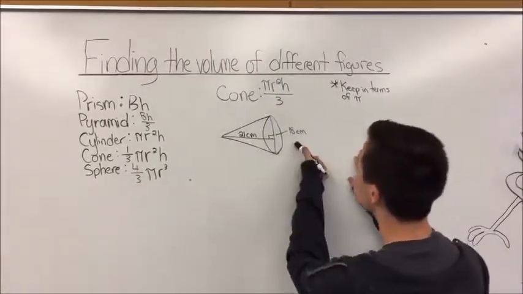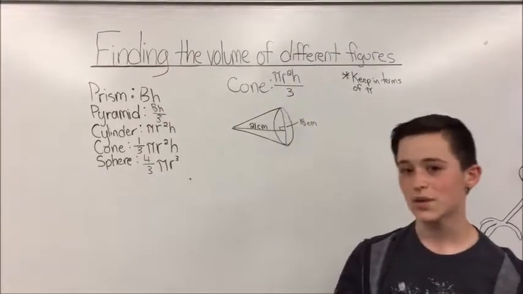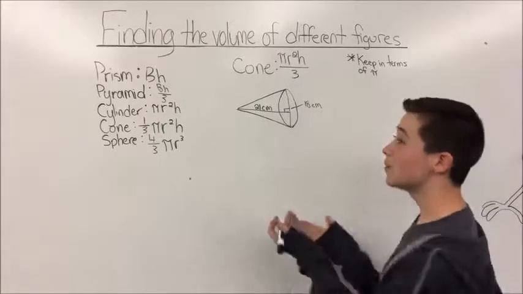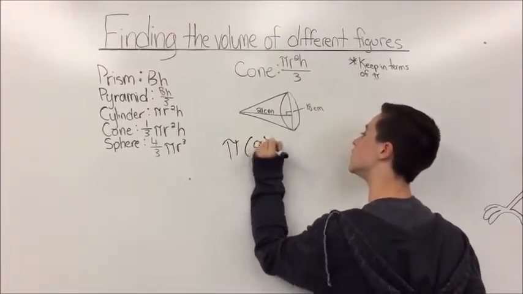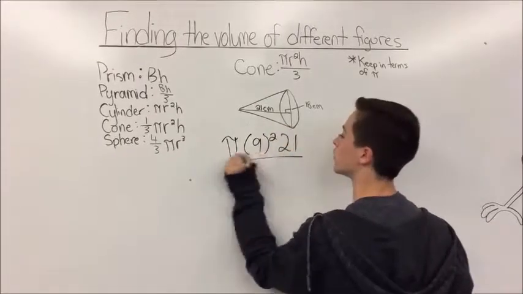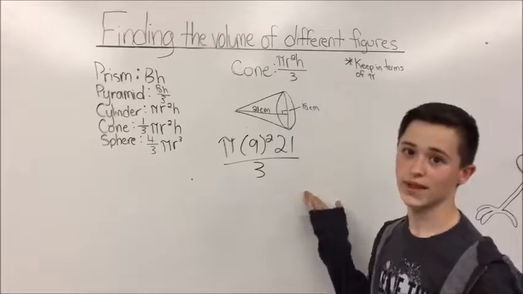When you look at this problem, you see that 18 is only showing your diameter. So you divide by 2 and find that your radius is 9. When you plug that in, it looks like this. While you're multiplying 9 times 9, you can also do 21 divided by 3.